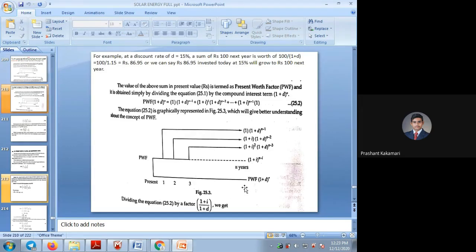So simplifying means they have divided some values and other things, so that the sum here, which they have done by compound interest, is considered. That compounding they have done with 1 plus d raised to n. That 1 plus d raised to n is multiplied with the present worth factor and again divided by 1 plus d here. Dividing equation 25.2 by the factor 1 plus I by 1 plus d, the inflation rate as well as the discounting rate will multiply and divide.